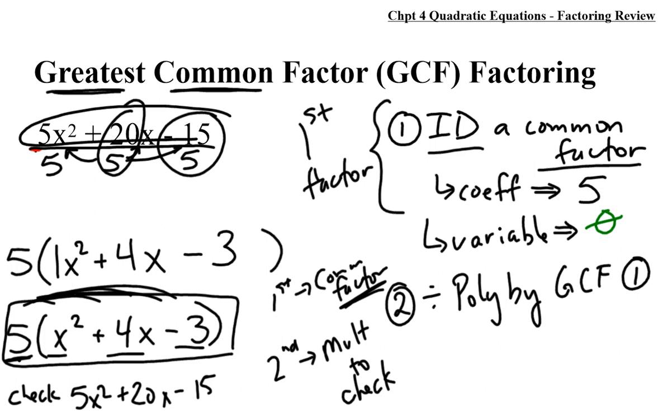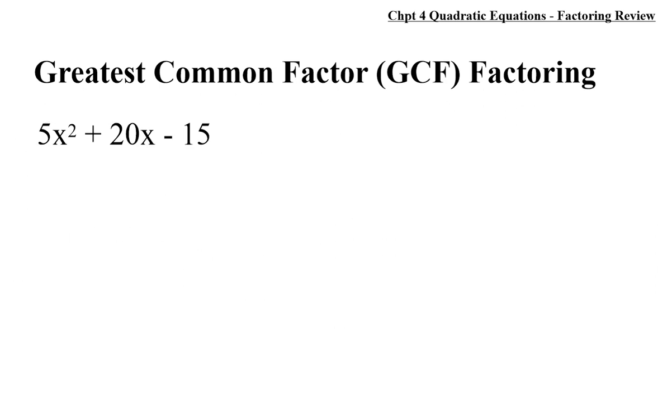5x squared, 20x, negative 15. That's what we started with. So in my check, I know that my factored form is correct. Greatest common factor factoring. So let's try this one.